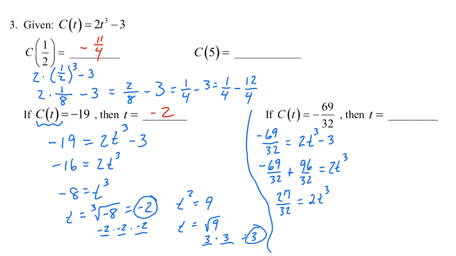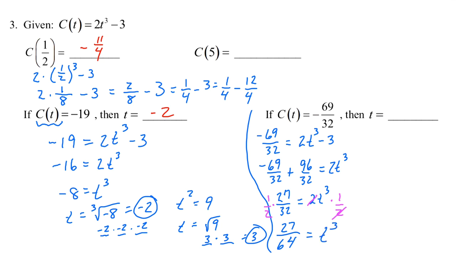Our next step is to divide by 2. Now when you divide by 2, that is the same thing as multiplying by 1/2. And it might be easier to think about it as multiplying by 1/2, because this 2 cancels with this one. And over here, you're just going to multiply these two fractions together, which will give you 27 over 64.